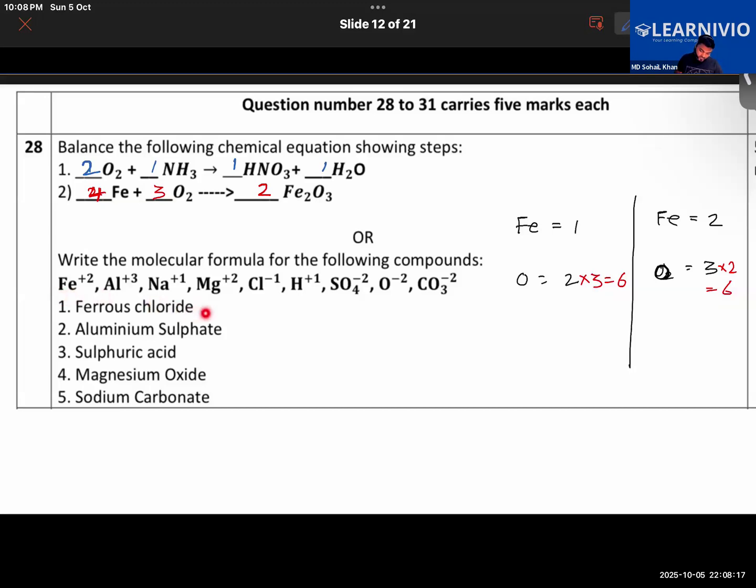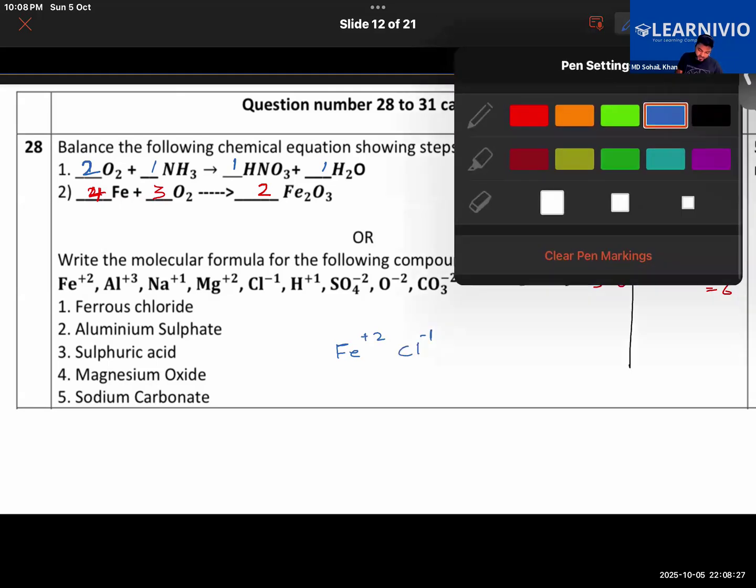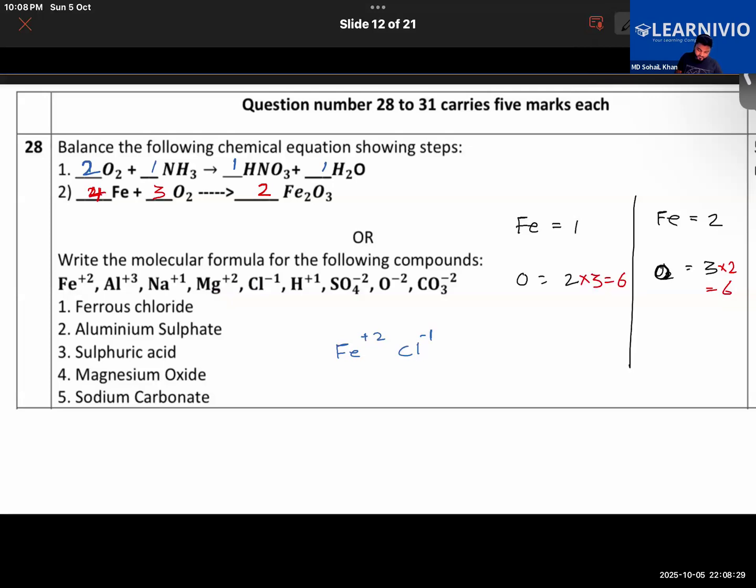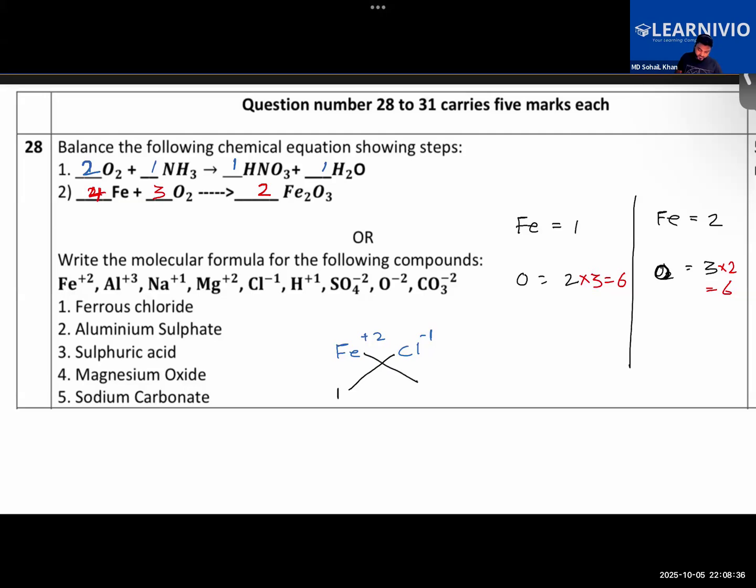For ferrous, we are going to use Fe plus 2. And for chloride, that is going to be Cl minus 1. Now we are going to use the crisscross method, right? So this 1 will come at the foot of iron. This 2 will go at the foot of chlorine. Getting it? So that becomes FeCl2. Understood that, Halima?